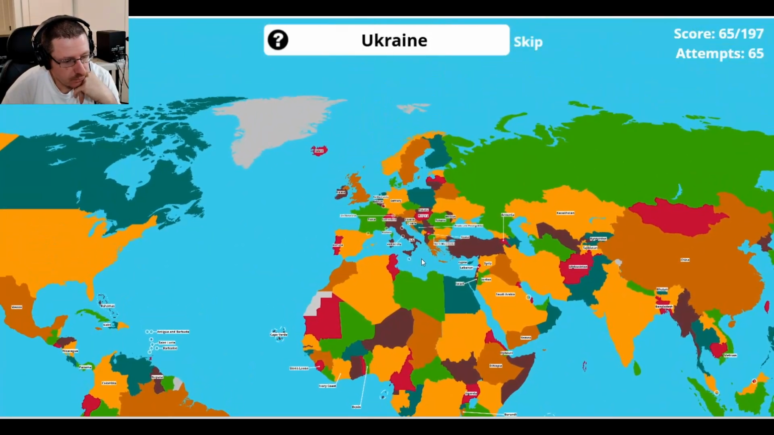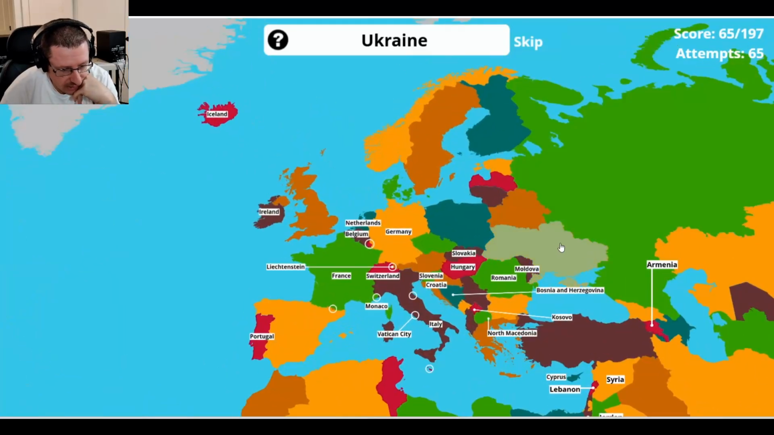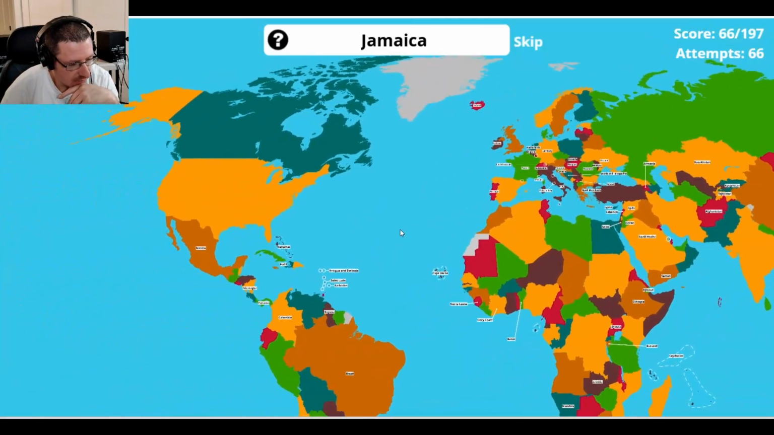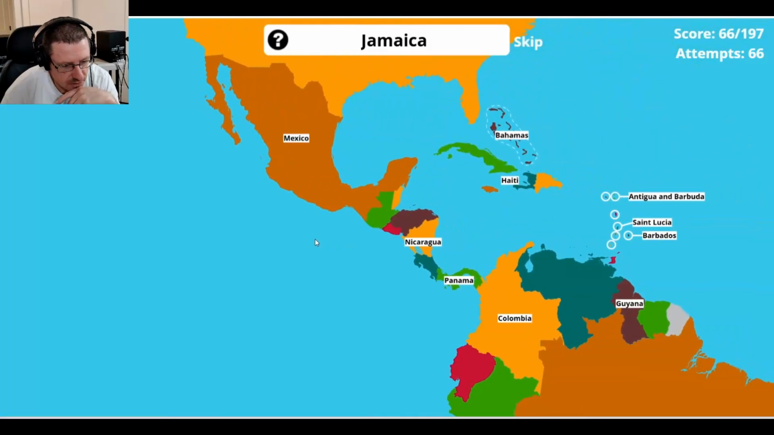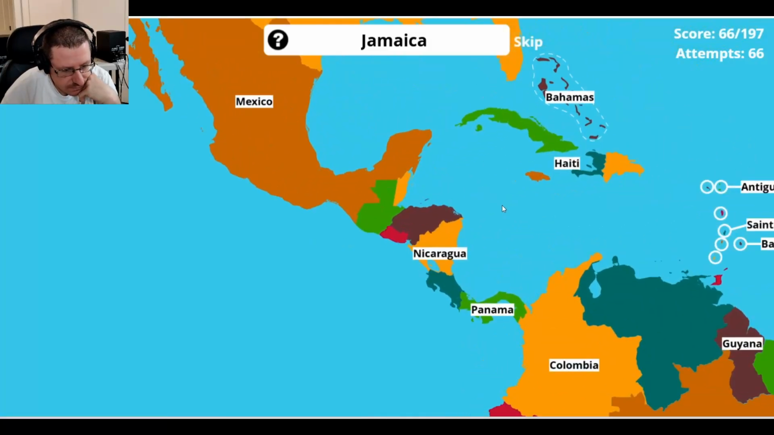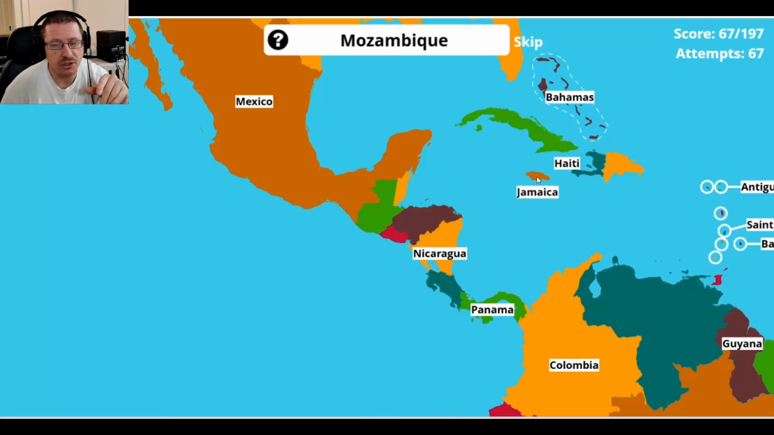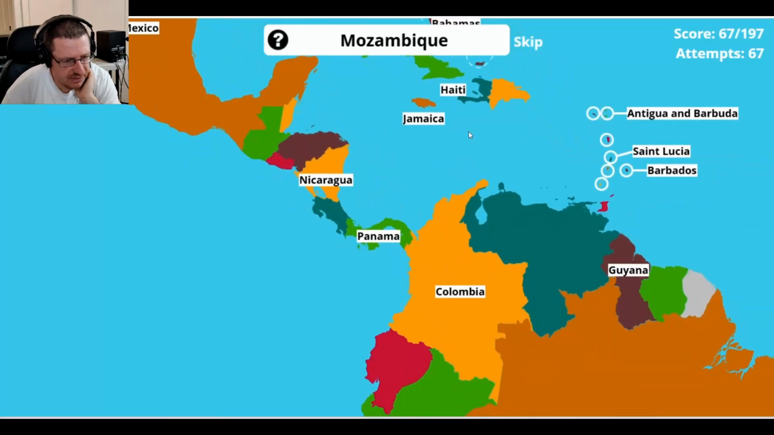Ukraine is this big chunk of land right here. They wear their wedding rings on their right hand. Jamaica is right here. Usain Bolt is from Jamaica. So if Ethiopia is known for its long-distance running, Jamaica is known for its sprinters. Also, reggae music was invented there.